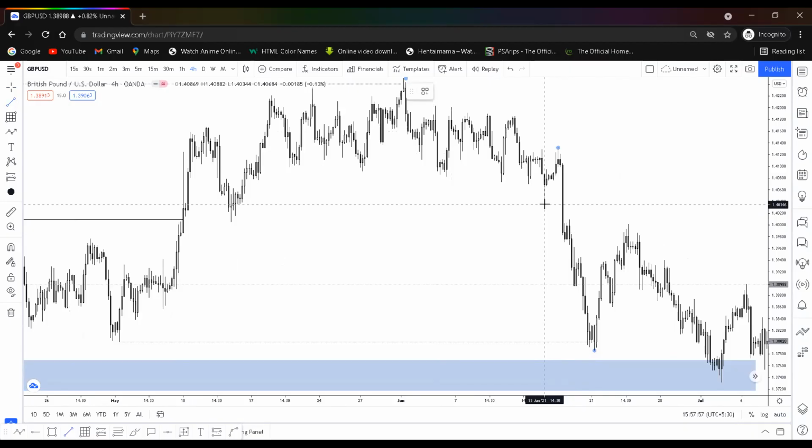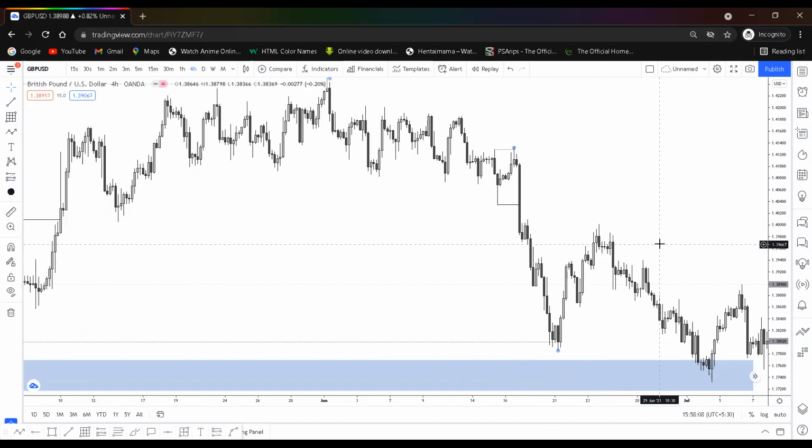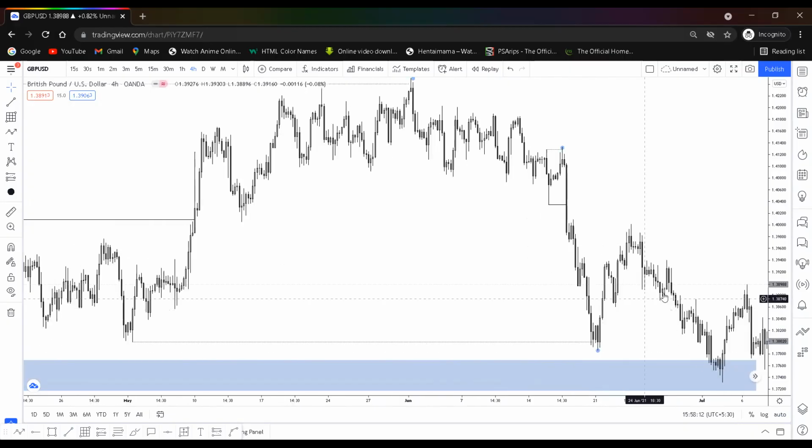right here, and then went back higher, took out liquidity from these highs. That was NFP, and it fell back down. So now we have a new range from this high to this low on the higher time frame.